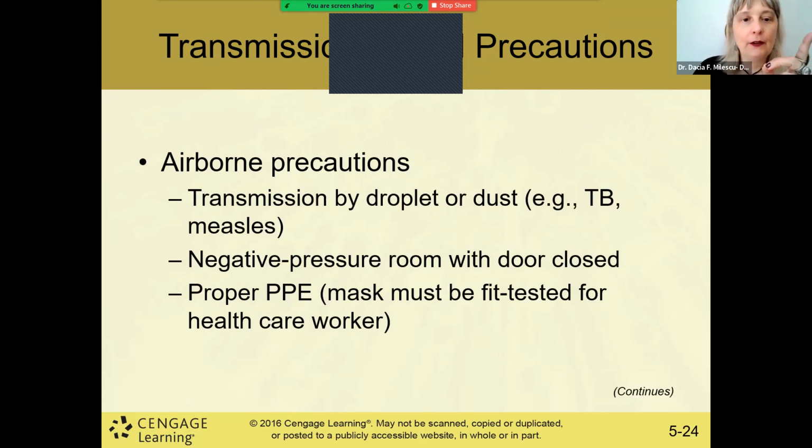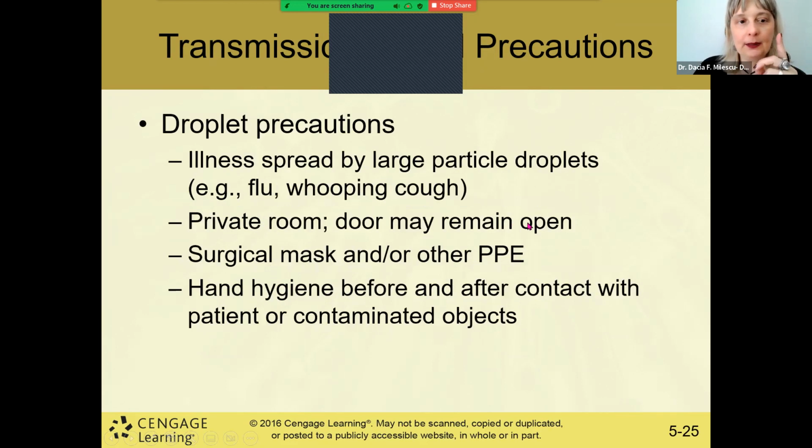Okay, so moving on. The droplet precautions, illness will be spread through droplets, i.e. your good old flu, whooping cough. So again, they may need a private room. The door may remain open, okay, if they have a private room. But if it's TB, then it needs to be a negative pressure room. Door must be closed at all times. Surgical mask and other PPE is required, and hand hygiene before and after contact with the patient or contaminated objects, super important. Okay.